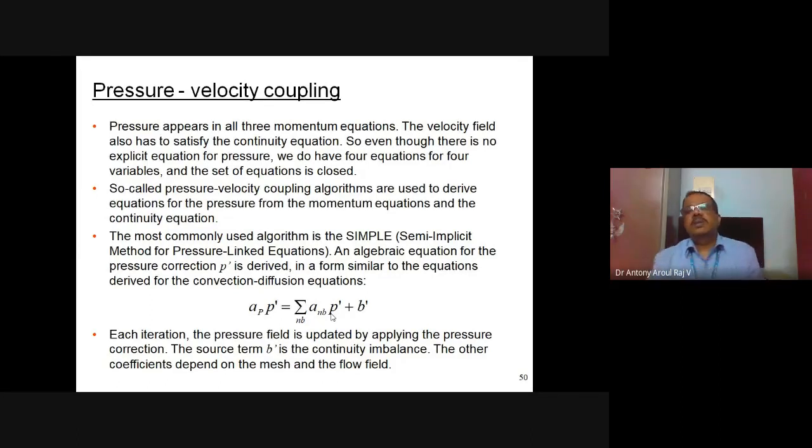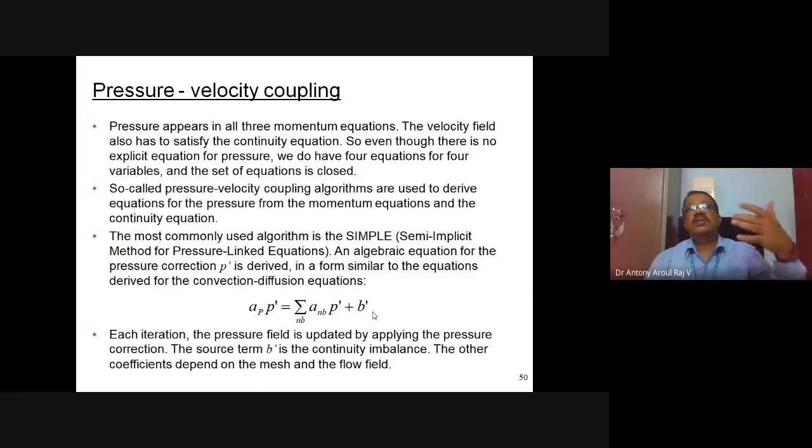In this b dash I'll be having the velocity terms, because it is from continuity. Continuity you do by mass balance, and in mass balance you have the velocities, so those velocity terms will be there. They will be in the form of guess velocities, which you obtain by solving the momentum equation in the first step.